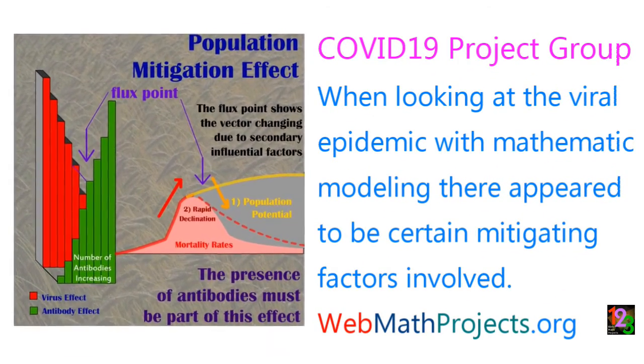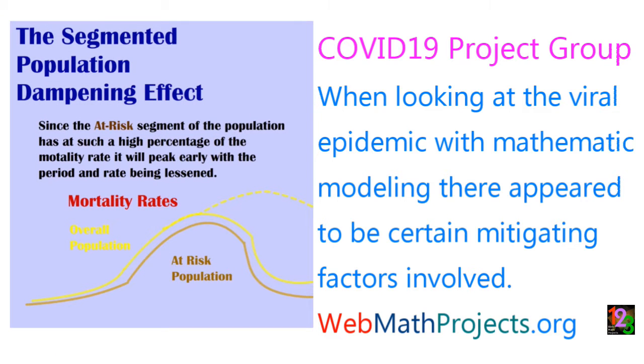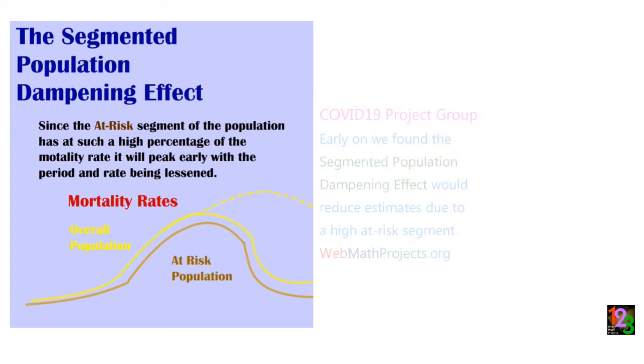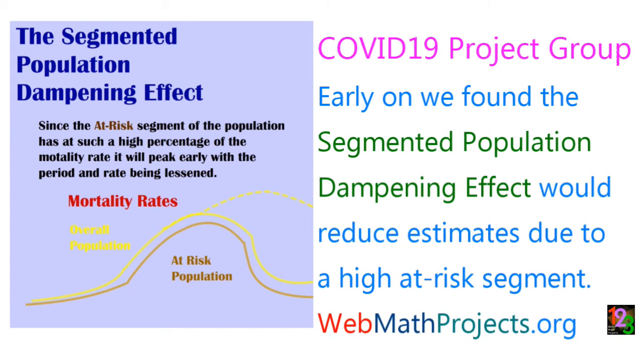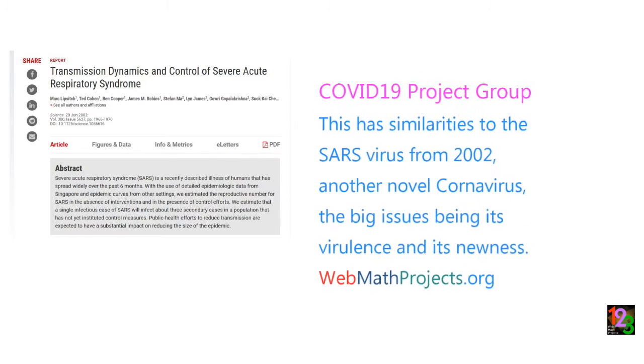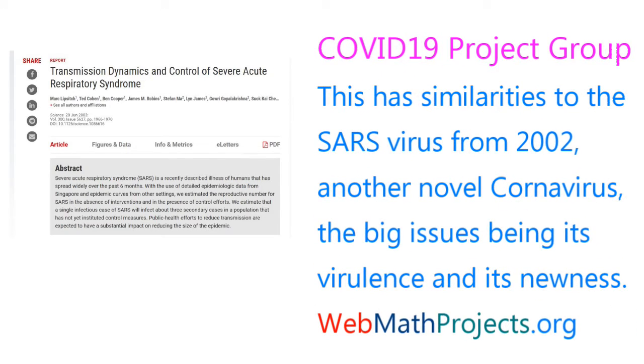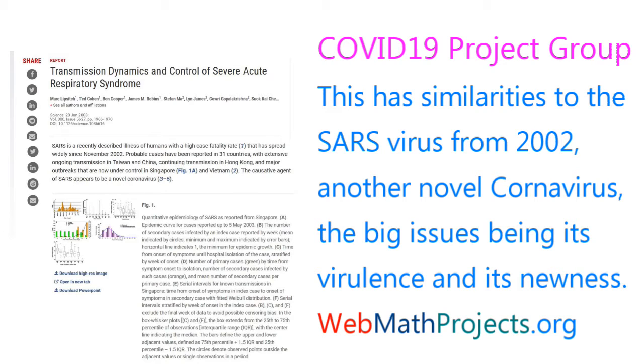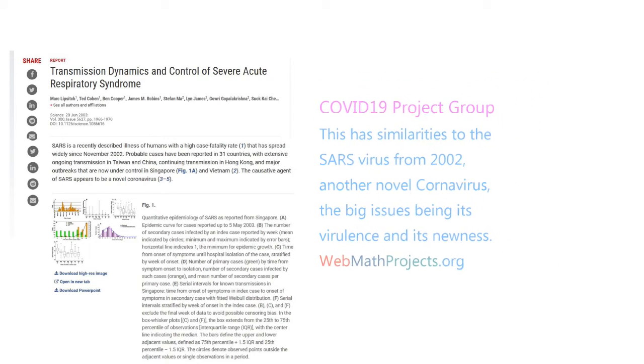When looking at the viral epidemic with mathematical modeling, there appeared to be certain mitigating factors involved. Early on, we found the segmented population dampening effect would reduce estimates due to a high at-risk segment. This has similarities to the SARS virus from 2002, another novel coronavirus. The big issues being its virulence and its newness.